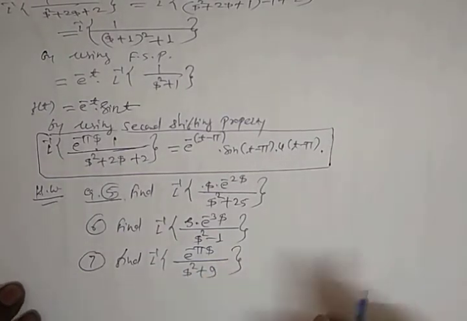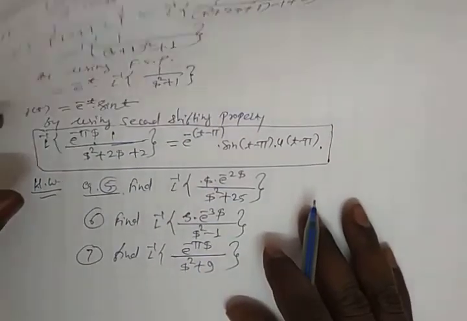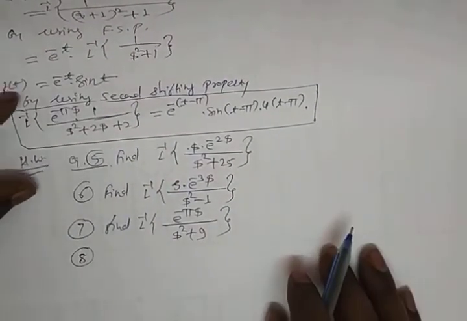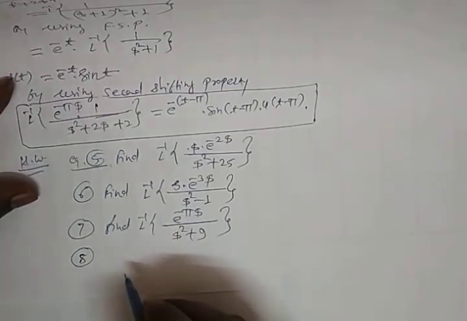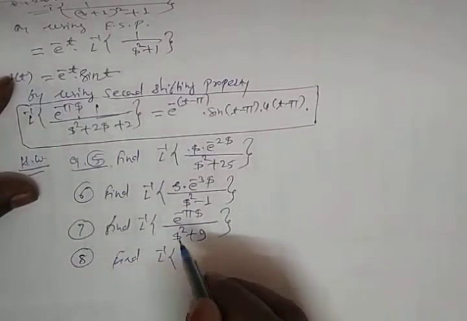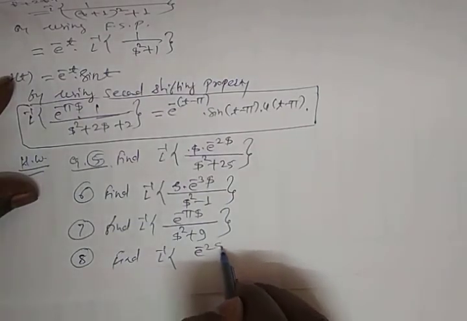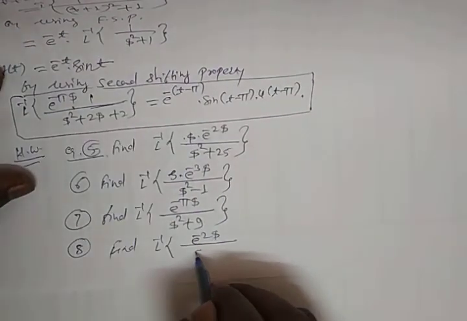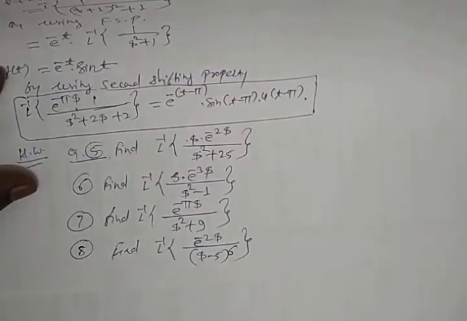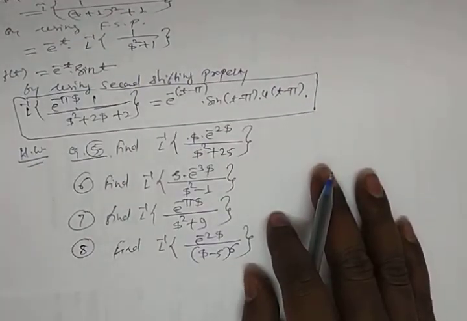Such types of examples will be asked in the objective type examination. Very simple questions. One step, two step answers are there. Now find Laplace inverse of e raised to minus 2s upon (s minus 5) raised to 6. So again this is a very simple question, isn't it?